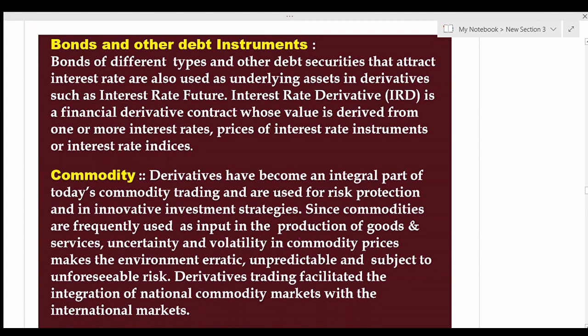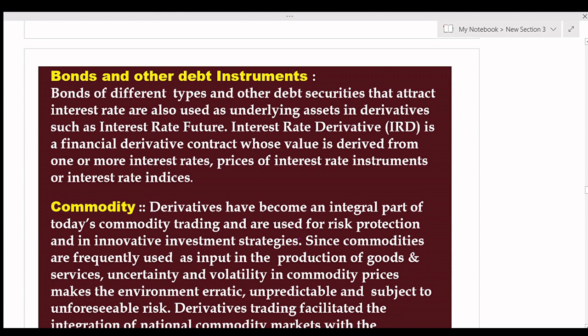Now, bond and other debt instruments. Bonds of different types and other debt securities that attract interest rate are also used as underlying assets in derivatives such as interest rate futures. Interest rate derivative, IRD, is a financial derivative contract whose value is derived from one or more interest rates, prices of interest rate instruments, and interest rate indices. Interest rate derivative, I will explain it later when we come to bond.